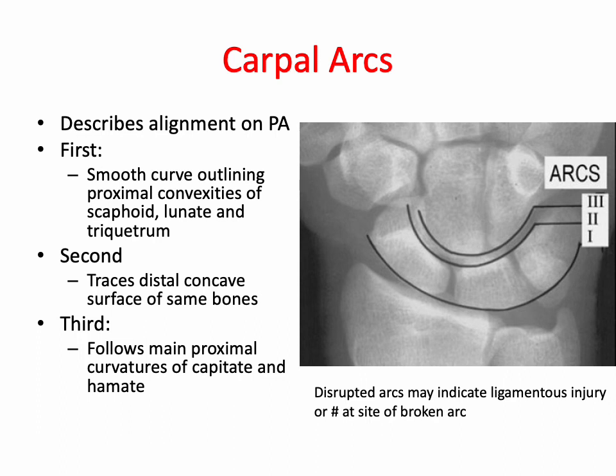The carpal arcs describe the alignment of the carpal bones on the frontal projection. So the first carpal arc is the curve outlining the proximal convexities of the scaphoid, lunate, and triquetrum. The second traces the distal concave surface of the same bones, and the third, the main proximal curvatures of the capitate and hamate. And disruption to these arcs can indicate either ligamentous injury or fracture.